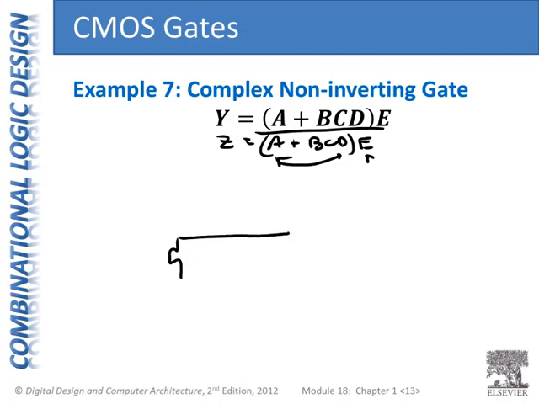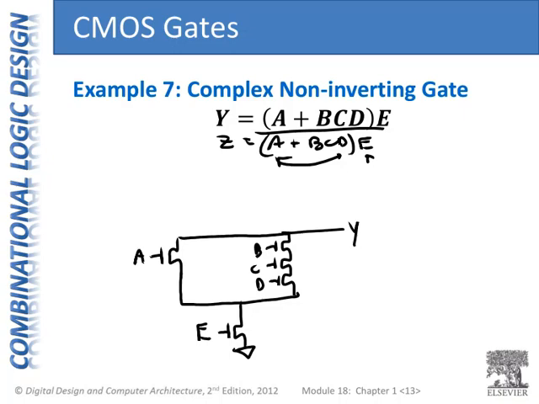We're going to get A or, here's my A or B and C and D, all of that ANDed with E. And now we're going to take these, and you can call these subnetworks if you want. We have this subnetwork, which is in series with this subnetwork. So that means they're going to be in parallel on the top. Okay, so we have these subnetworks in parallel.